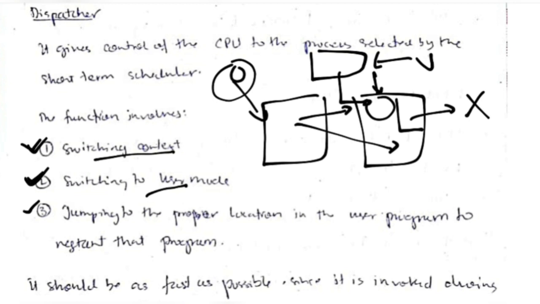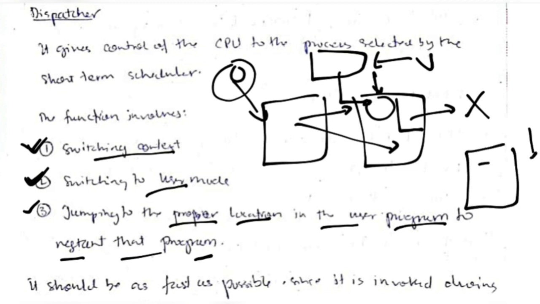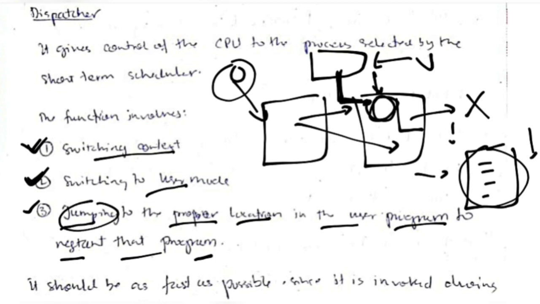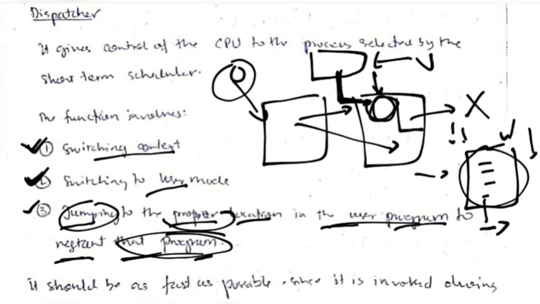And third one is jumping to proper location in the user program to restart that program. This means that if multiple inputs are being given by the user, the input operation also has a program which is getting executed each time the user inputs, okay. So whenever the input comes and the result is being displayed, after that the input program should again execute, right, for the next input. So that's nothing but the jumping to proper location in the user program to restart that program. Which program? Taking the input program, okay. So after taking the input once, it should start again from here to take the new input, okay. So that's the third point.